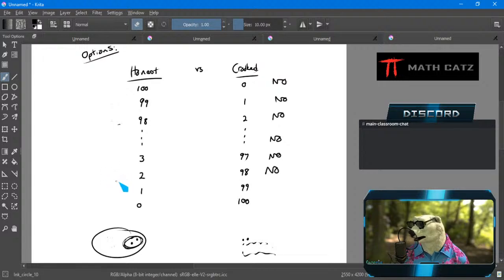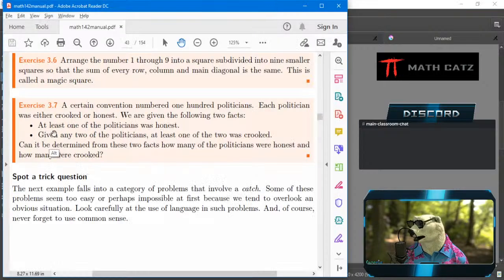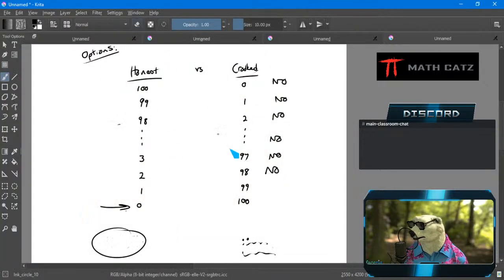Let's skip this one over here and go to the 0 one. The 0 case with no honest politicians can't happen, right? Because the first fact isn't true anymore. I have to have at least one honest politician. So that is a no as well.